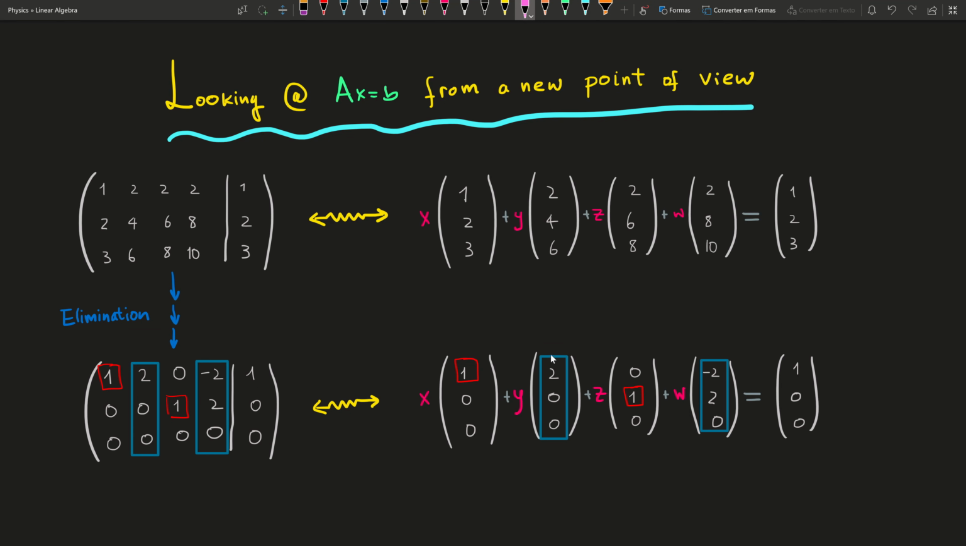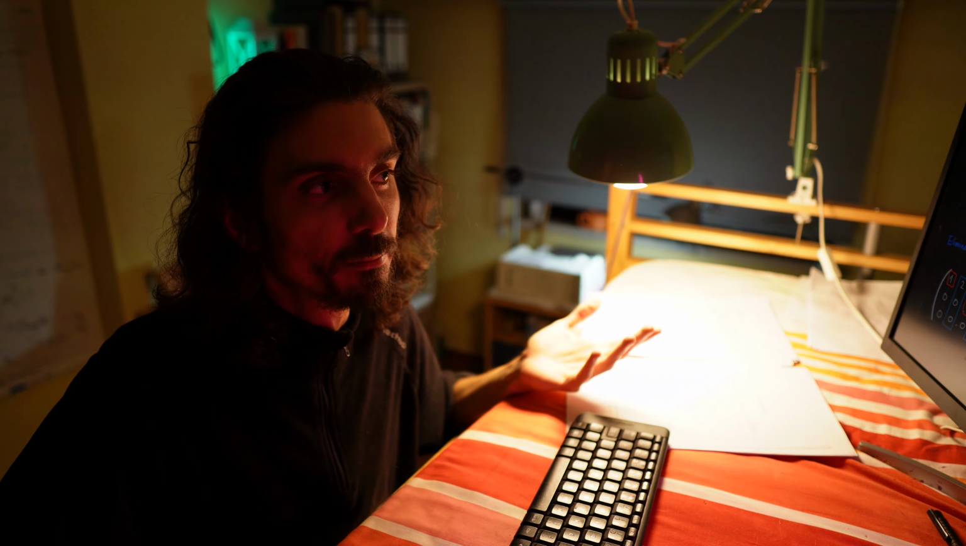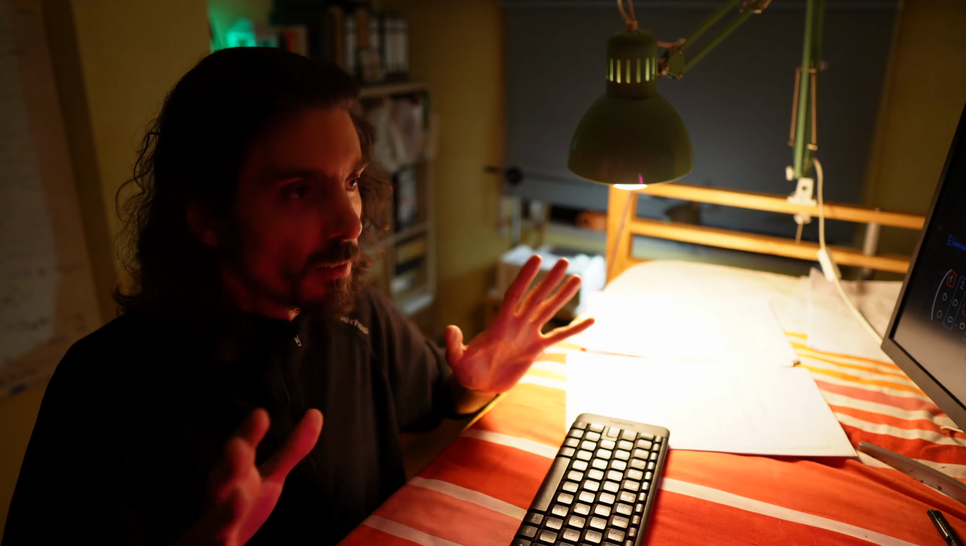For example, if I want to combine columns to give me this vector, then that means that this b vector here must somehow depend on these columns, meaning it can be constructed. And what we are seeking are the numbers that construct this vector. This is a very, very important idea.